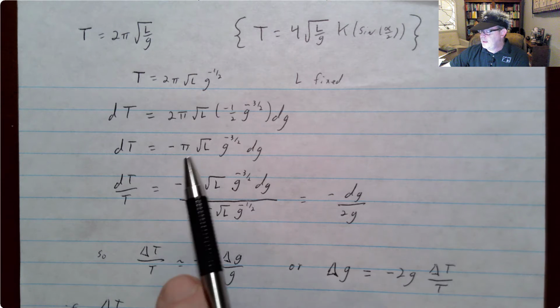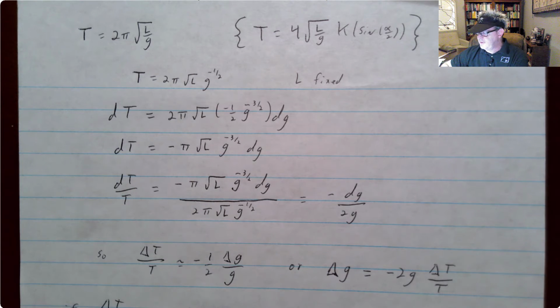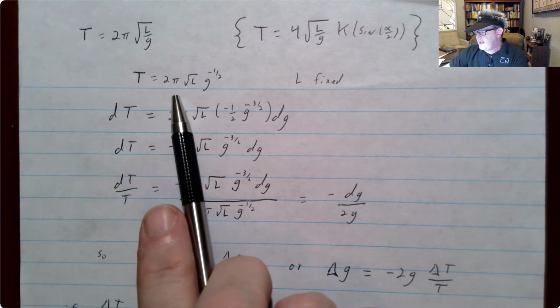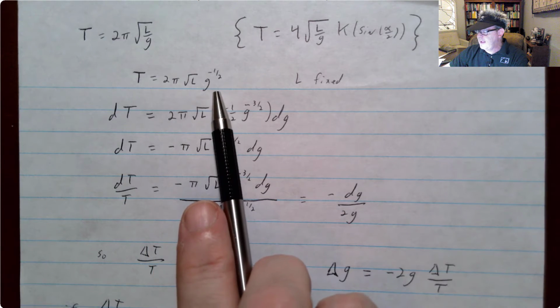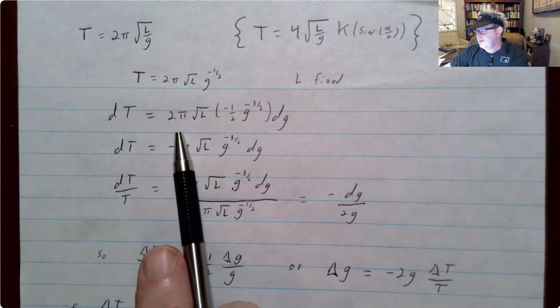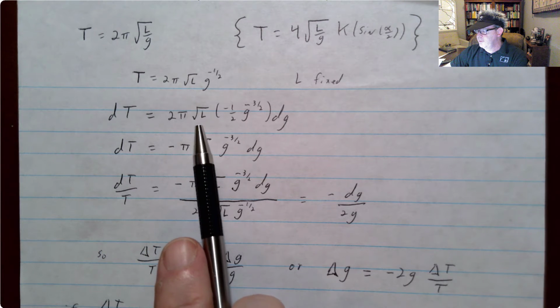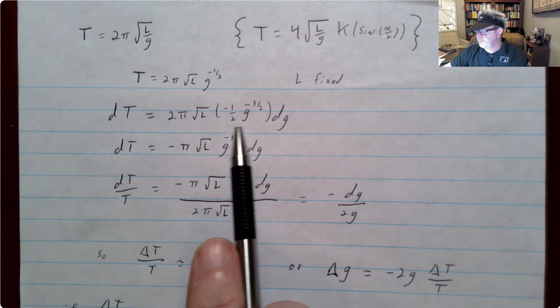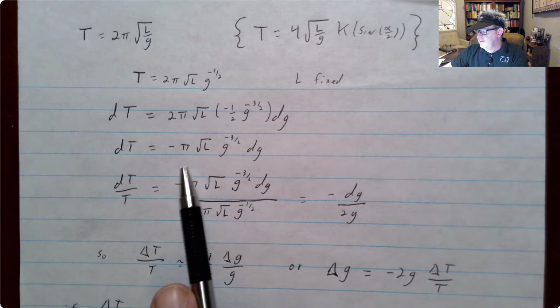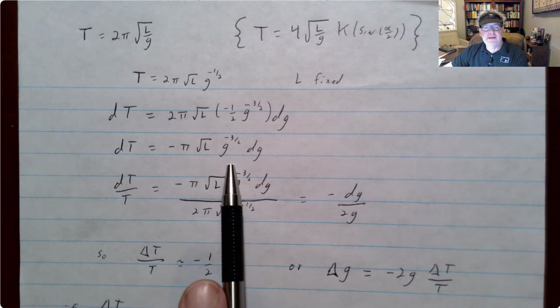So I'll just use this formula, and the constants cancel out when we do our relative error. The period T is 2 pi square root of L, g to the negative 1/2. Again, L is fixed. So the differential dT is 2 pi square root of L, then the derivative, negative 1/2 g to the negative 3/2 dg. And canceling the 2's, we get this.